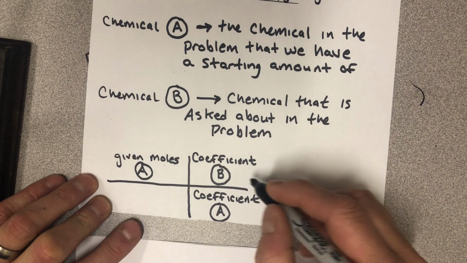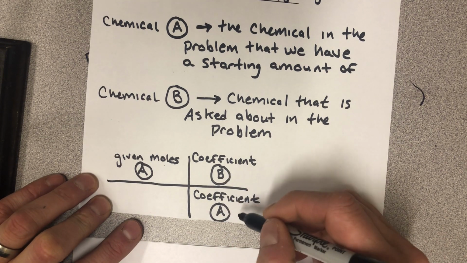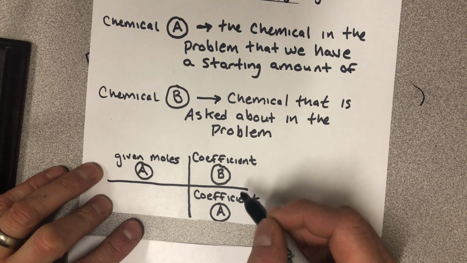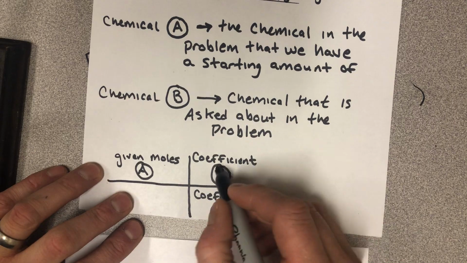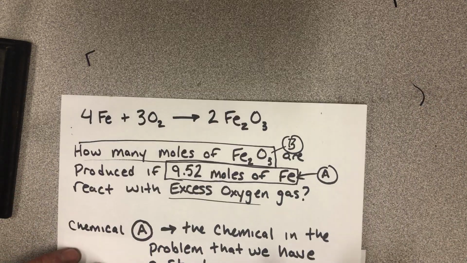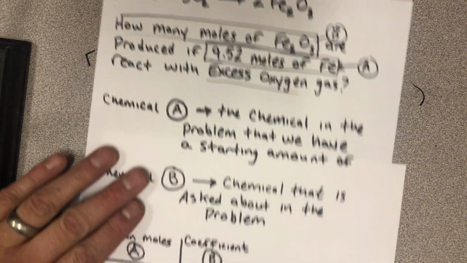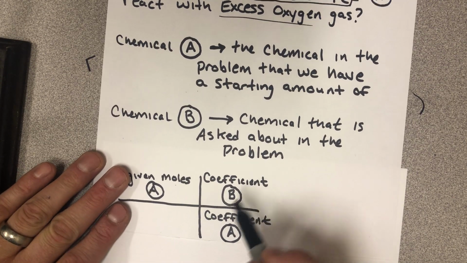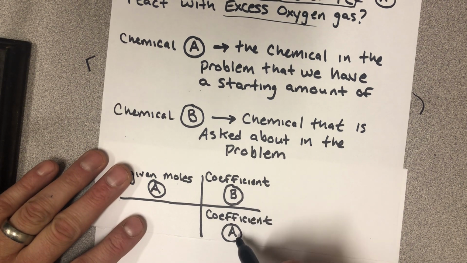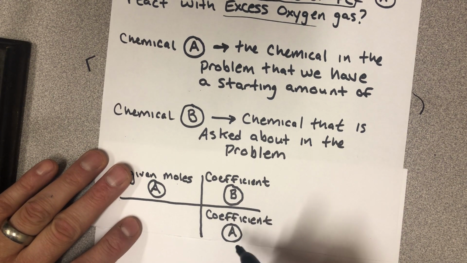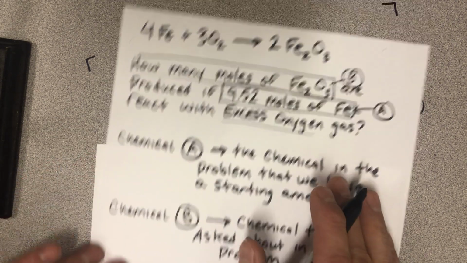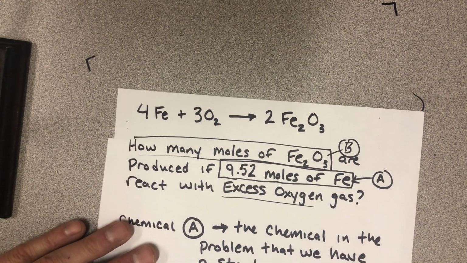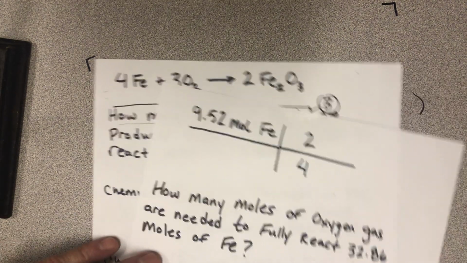And then this part here, this is the mole ratio. And the mole ratio comes directly from the balanced chemical equation. So we have to look to the coefficients in the balanced equation to figure out what numbers are going to go there. So we've defined chemical B as the iron 3 oxide, sorry, I keep saying that. And then chemical A is the iron. Okay, so those are the coefficients that we're going to pull out of the balanced chemical equation and do the math. And here's what that looks like.